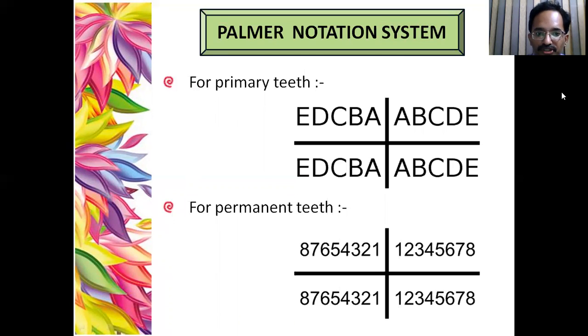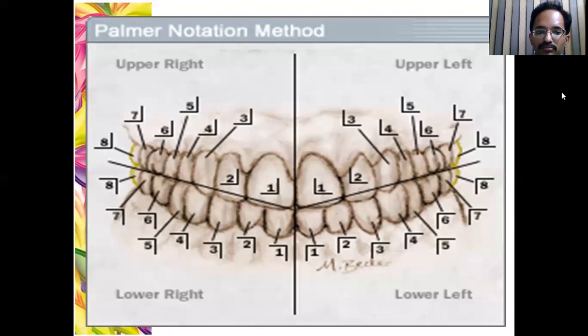So in the Palmer notation system, primary teeth are represented as A, B, C, D, E, where A corresponds to the central incisor, B the lateral incisor, C the canine, D the primary first molar, and E the primary second molar. For permanent teeth, it is described as numbers 1, 2, 3, 4, 5, 6, 7, 8. So this is how the teeth are represented in the Palmer notation method.